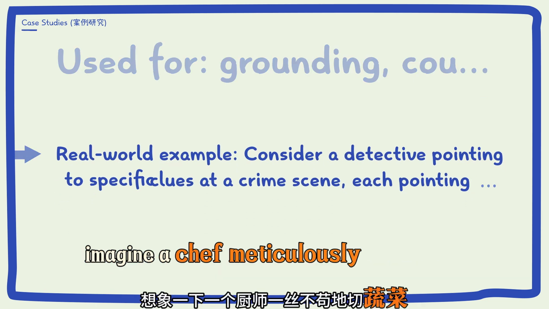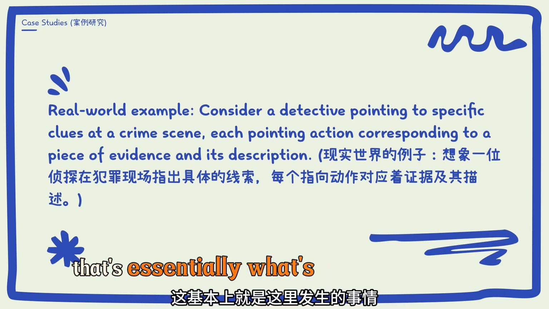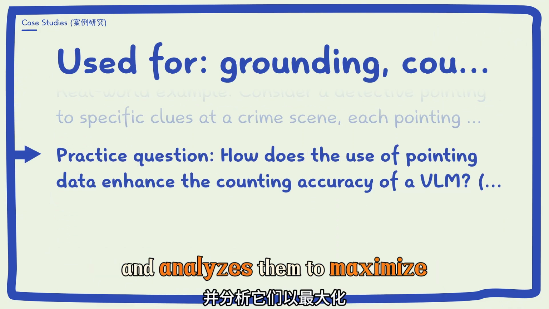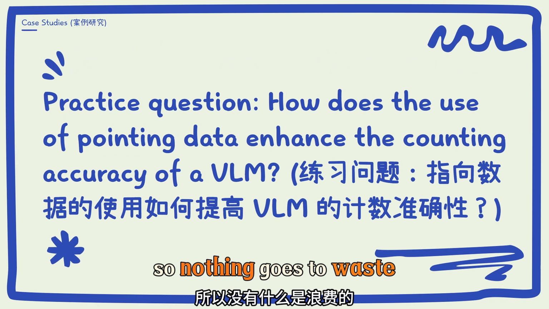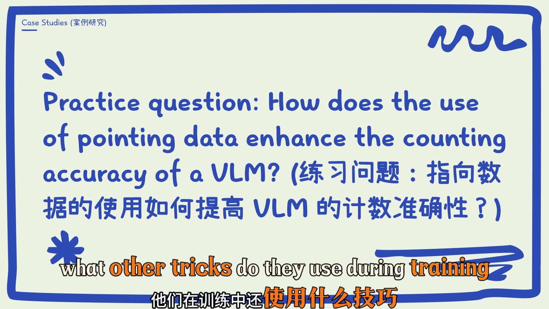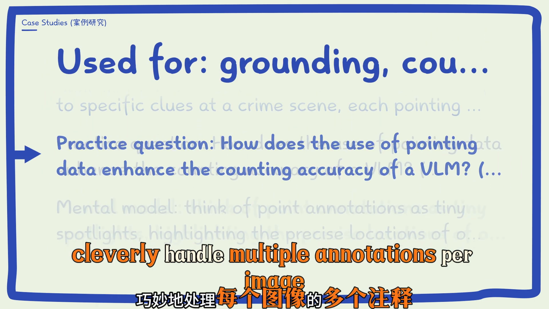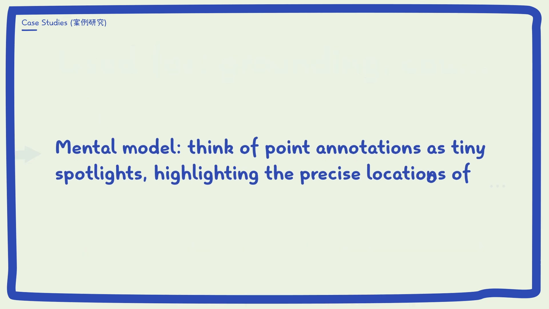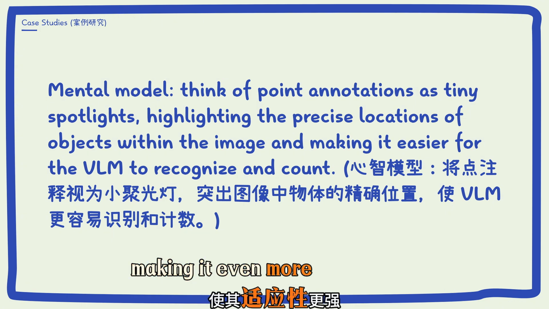Imagine a chef meticulously chopping veggies, making sure every bit is used in the dish. That's essentially what's happening here. Molmo takes those smaller image crops and analyzes them to maximize learning from each pixel. All about efficiency. So nothing goes to waste. What other tricks do they use during training? Well, they also cleverly handle multiple annotations per image, which is like getting multiple perspectives on a piece of art. This lets Molmo learn from a variety of interpretations, making it even more adaptable.